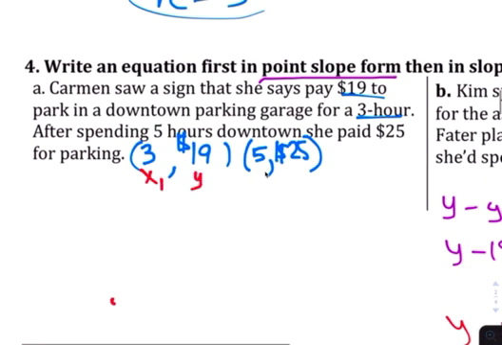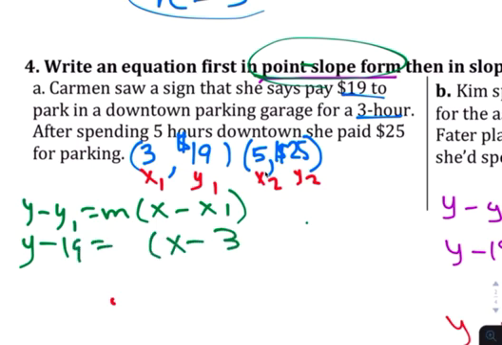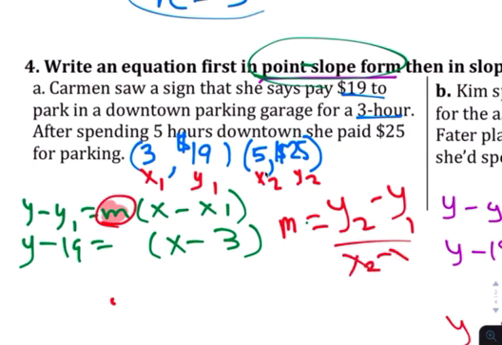X sub 1, Y sub 1, X sub 2, Y sub 2. So the equation is Y sub 2 minus, oh no, point slope, right? It says to use, up here in the directions, point slope form. Y minus Y sub 1 equals M parentheses X minus X sub 1. Y minus 19 equals M times X minus 3. Finding the rate of change, M: Y sub 2 minus Y sub 1 over X sub 2 minus X sub 1.